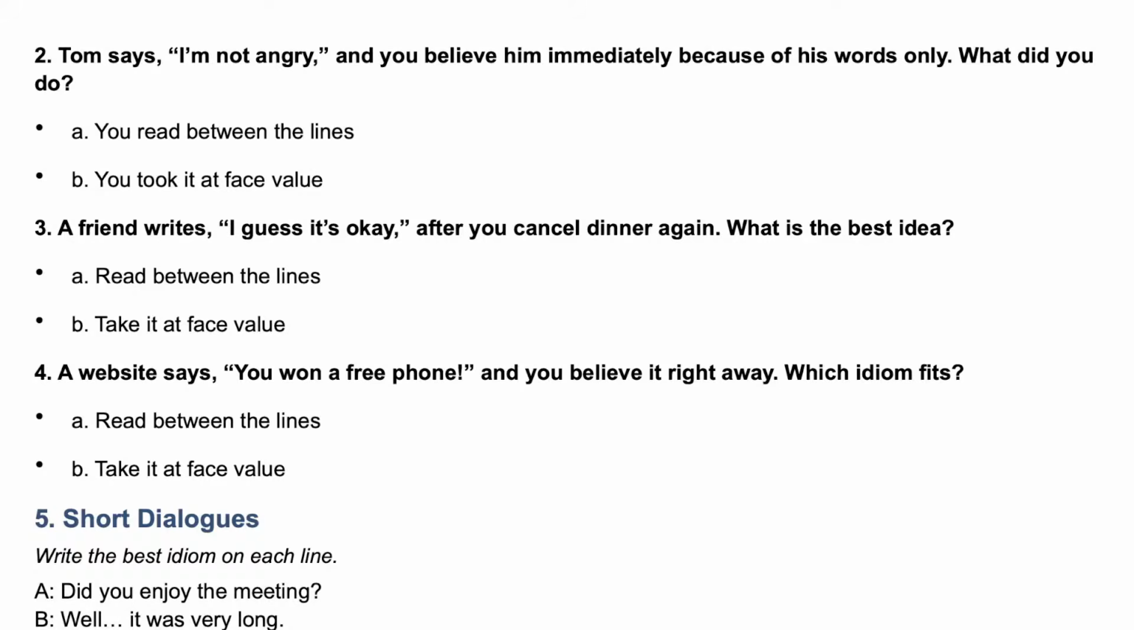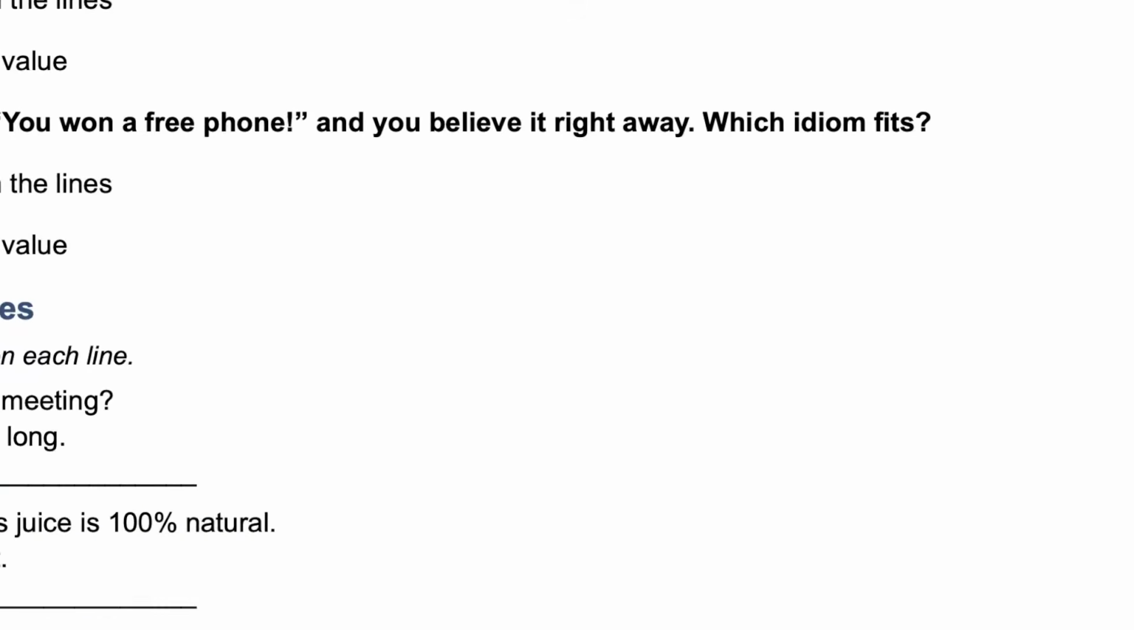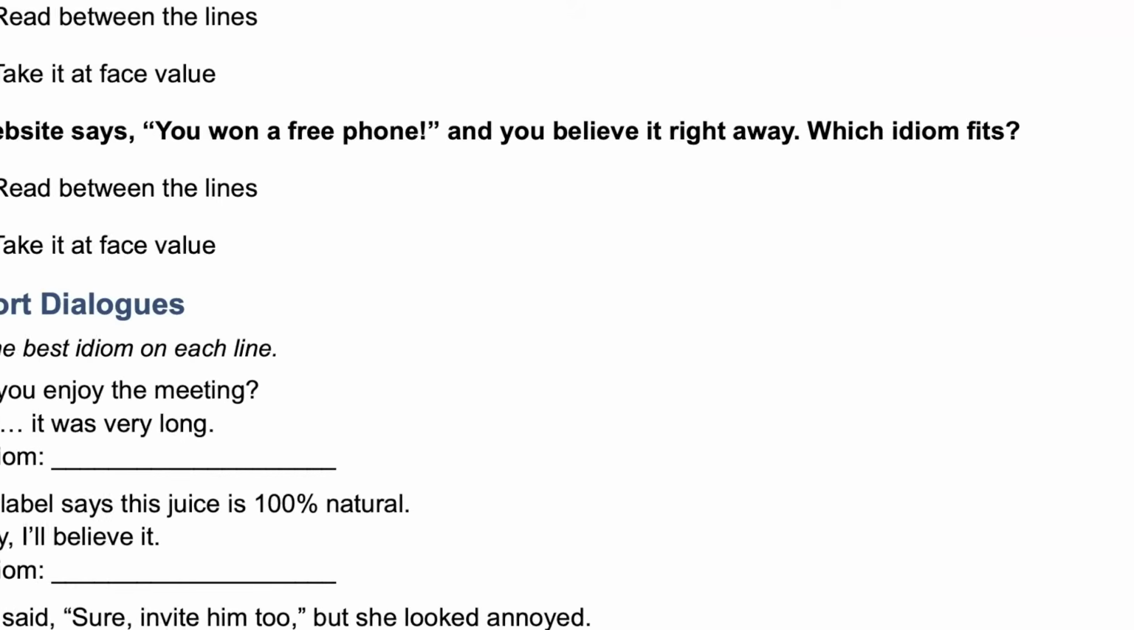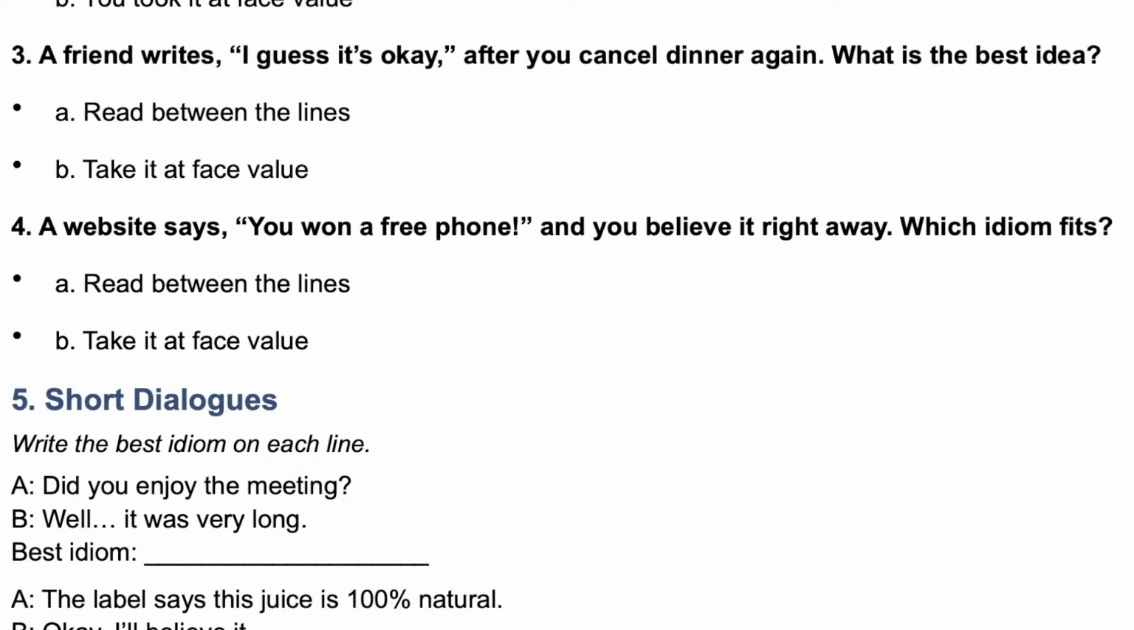Now, number 3. I can make it larger because it's a shorter sentence. So I will make it a little bit larger. There we go. Whoa, I made it too large. It's not always easy. Okay, there we go. Number 3, a friend writes, "I guess it's okay," after you cancel dinner again. What is the best idea? So what is happening here? Is it read between the lines or take it at face value? Is your friend happy or angry?